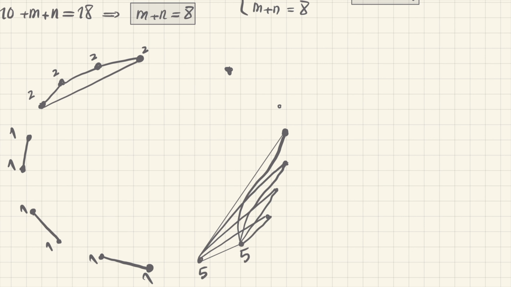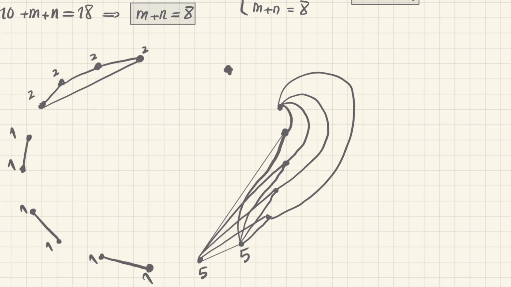Okay, so now what I do, let me make these two 5 again. For example, I will take this one and 1, 2, 3, 4. So I will connect this to this, this to this, this to this, and I will connect this to this one. I also connect this to this one. I'm not saying that this is the best way, but I'm trying to see if it works. So 1, 2, 3, 4, 5. So now this is also of degree 5.